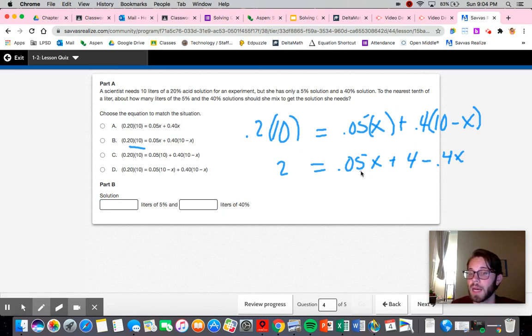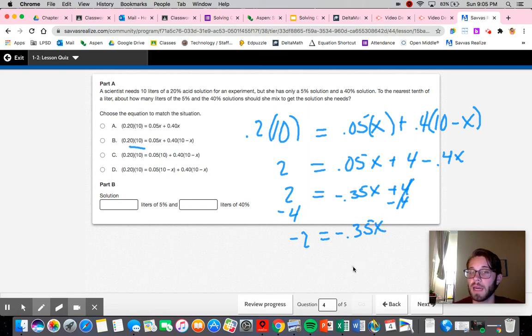So we do have to combine our like terms. 2 is equal to negative 0.4x and 0.05x, right? So ultimately, when we combine those, that's negative 0.35x, and then the plus 4. We'll subtract the 4. 2 minus 4, that is negative 2, equals negative 0.35x.